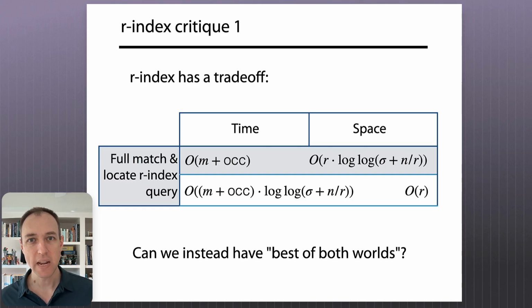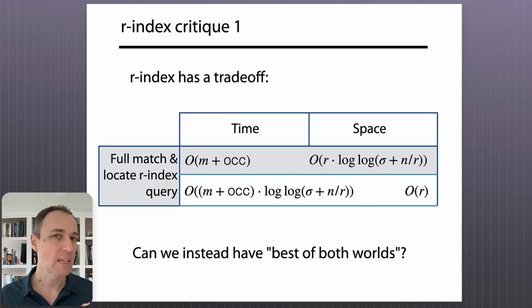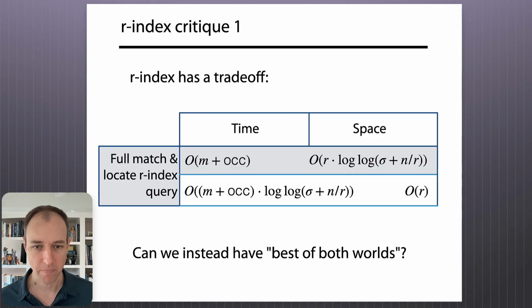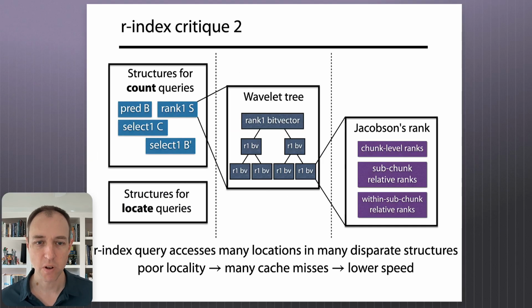Instead, you have to make a trade, and you can make it in one direction, where you get the ideal big O of M plus occ time, or in the other direction, where you get the ideal big O of R space, but you can't achieve both. If you want big O of M plus occ time, the space is mildly worse than big O of R, right? It's big O of R times a log-log factor. And if you want big O of R space, the time is mildly worse than M plus occ, because you have to multiply in a log-log factor. Can we have best of both worlds instead? This is one of the motivating questions of the move structure.